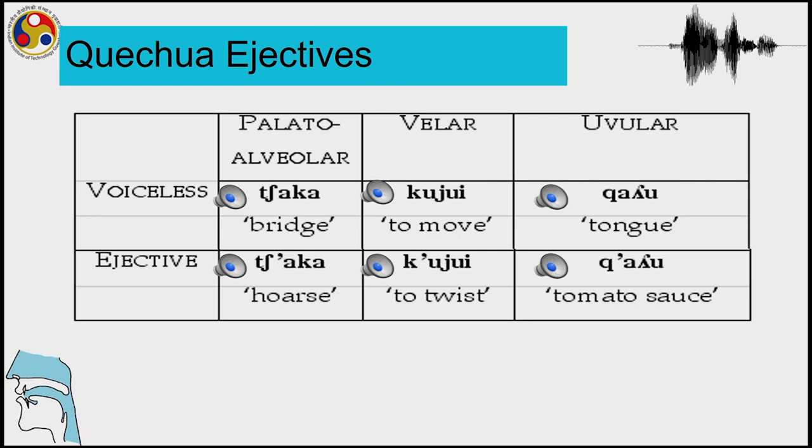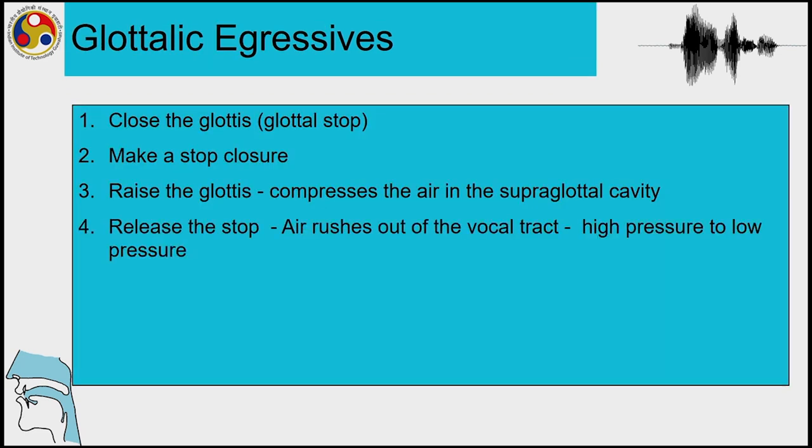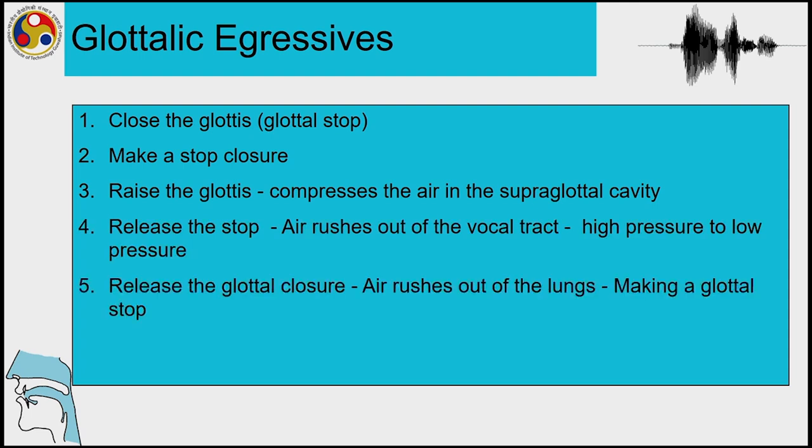That is the uvular ejective. This is the velar ejective. And this is the palatoalveolar ejective. Now, the airstream mechanism in the glottis can also produce sounds.